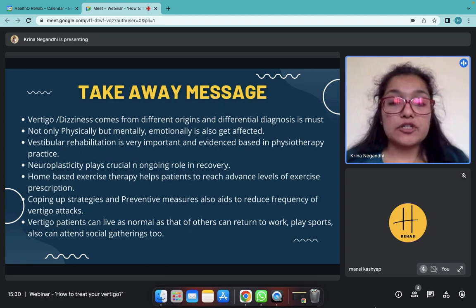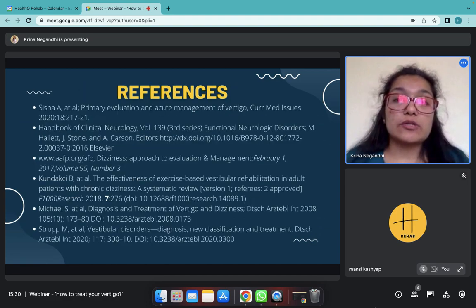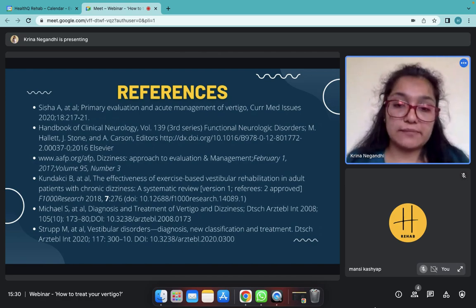A vertigo patient can live as normally as others. The person can return to work, play sports, and attend social gatherings too. The important takeaway is also to take my references and keep good reference with vertigo patients. These are my references.